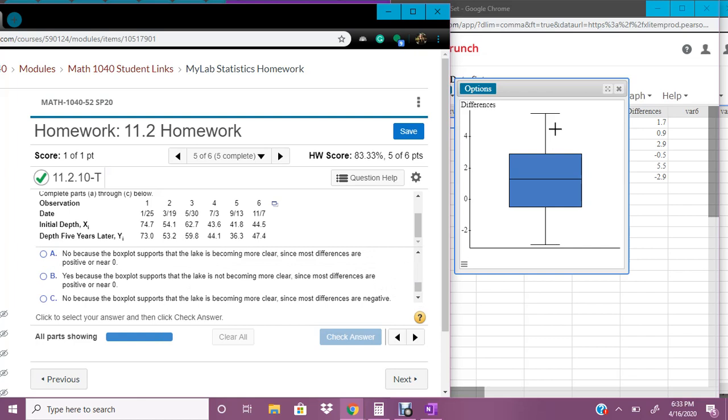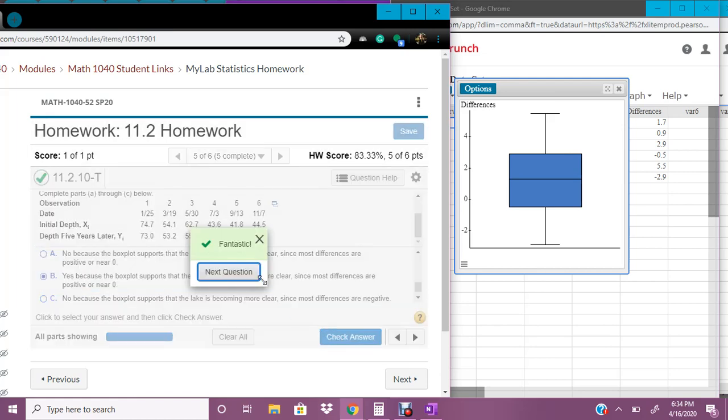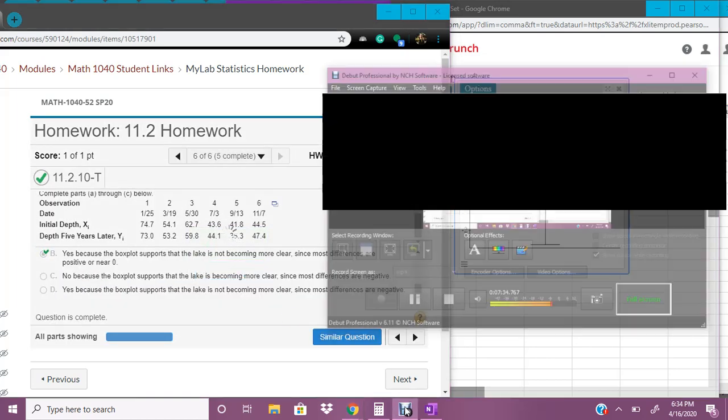The closer our differences are to 0, the less change. And so it's asking if it supports it. If we look at our box plot, this big part, if you remember the box plot, this represents the median, and this is Q1, Q3, right? So the middle half of all of our data is right here, which is pretty close to 0. And so we're going to say, yes, it does support that the lake is not becoming more clear, since most differences are positive or near 0. And that is how you do question 5.